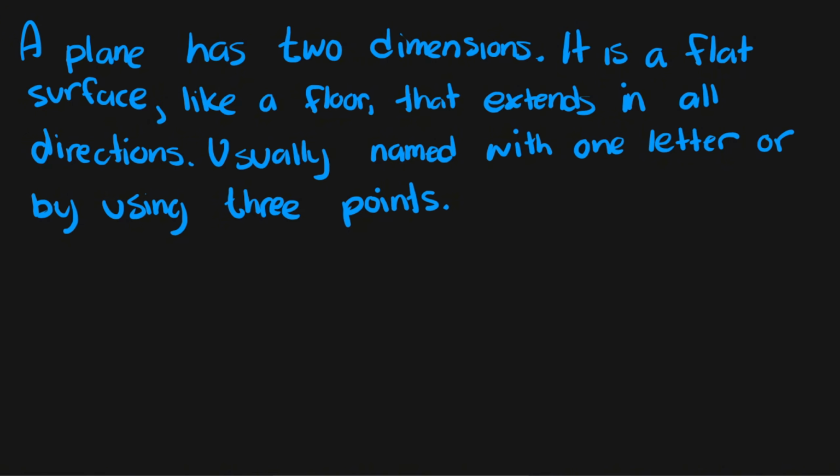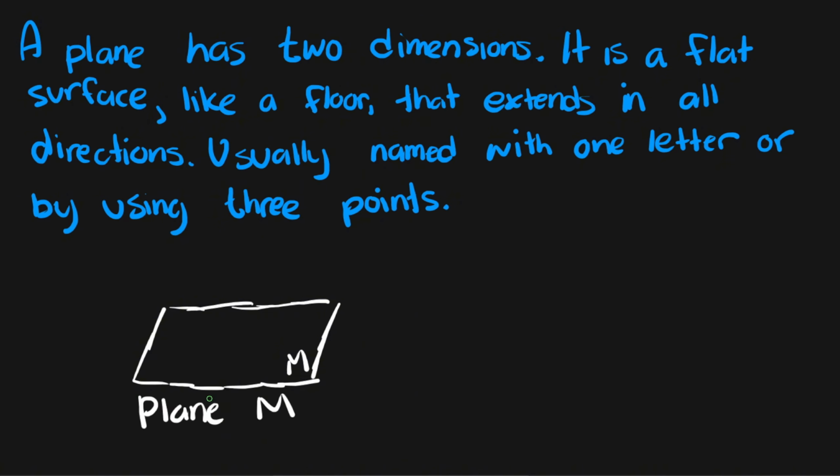Okay, so for planes, you need to know that a plane has 2 dimensions. It is a flat surface, like a floor, that extends in all directions. It's usually named with 1 letter or by using 3 points. So let me give you an example. If I make a small parallelogram here, right? I could name this right here plane M as an example. This could be named plane M, or it could be named with 3 points.